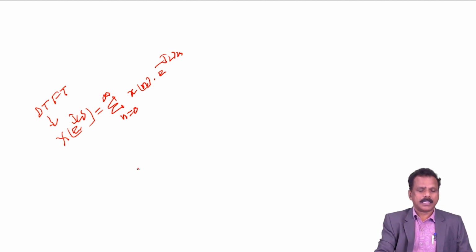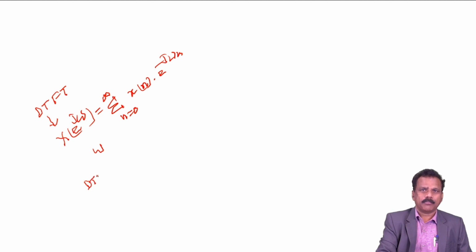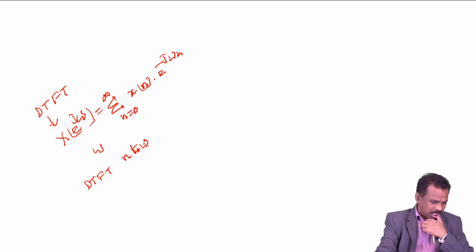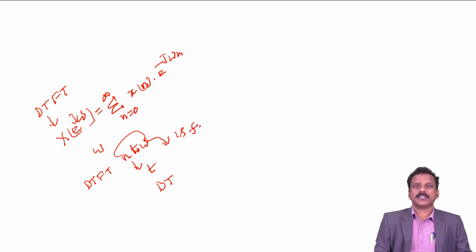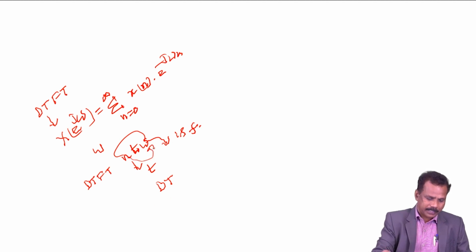So here there is a transformation to a new variable, which is called omega. The DTFT, discrete time Fourier transform, is transforming n to omega. The transform jumps from n, where small n is in time, in terms of discrete time, to omega, where omega is frequency.